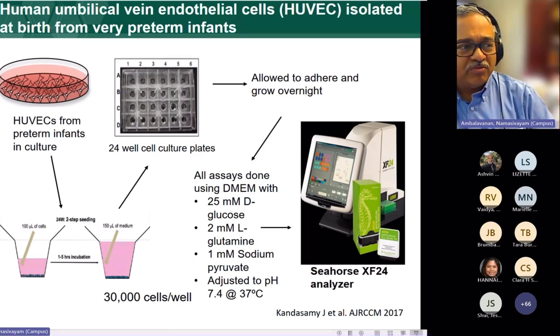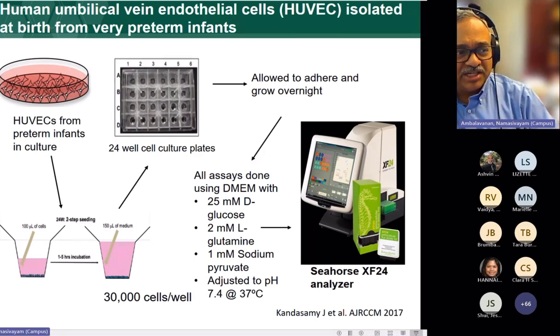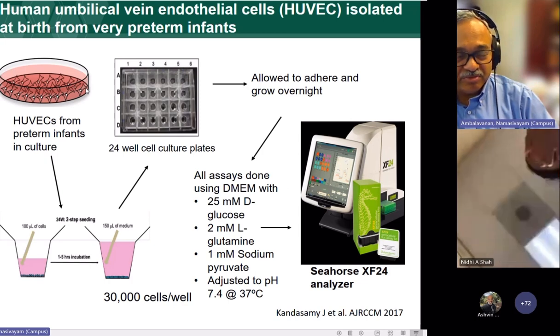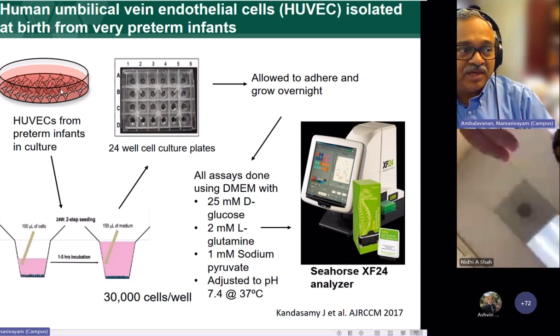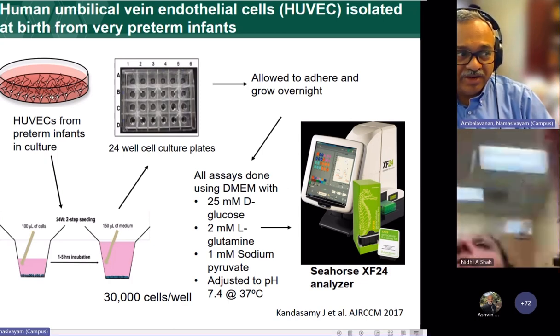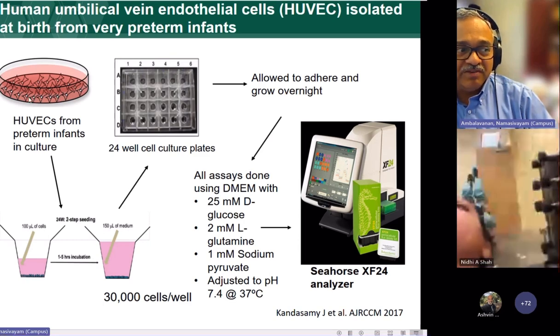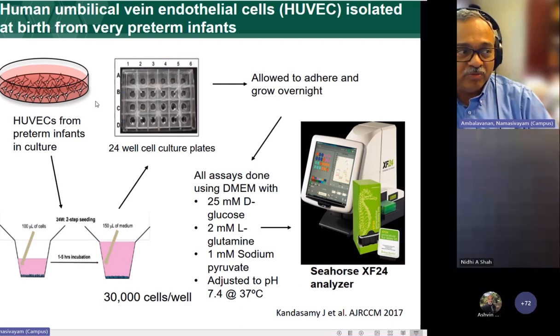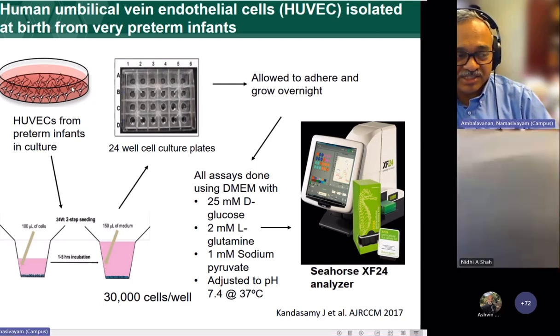Then one of our other faculty, Dr. Jagan Kandasamy, has taken an innovative approach to look at mitochondrial function. Obviously, babies are born with an umbilical cord. So we take a small piece of the umbilical cord from either the baby end or the placental end, and then we flush out the umbilical vein with dilute trypsin, and we collect the endothelial cells. Those are called HUVEC, or human umbilical vein endothelial cells.